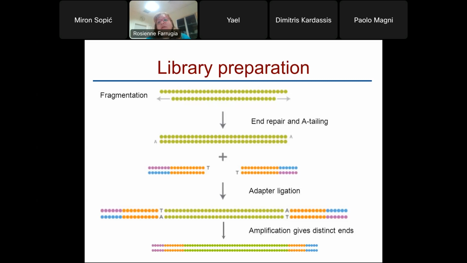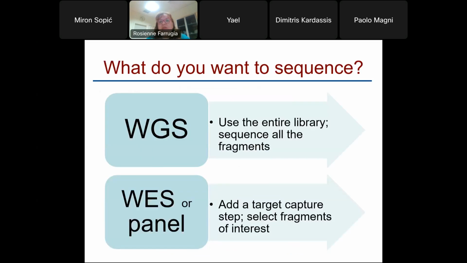At this step, one needs to decide: is it going to be sequencing the entire genome, or are we going to sequence only fragments of that genome or selected areas of that genome? For whole genome sequencing, you use the entire library. We sequence all the fragments. It's amplification free, so there are no further PCR steps, except the clonal amplification, which is part of the method, of course, and therefore this reduces bias.